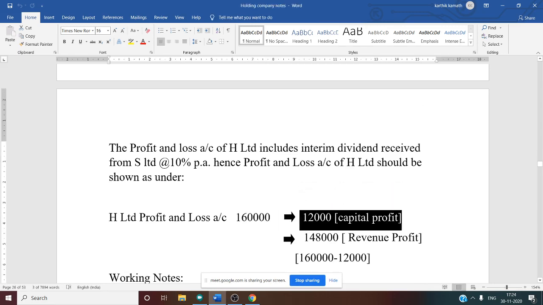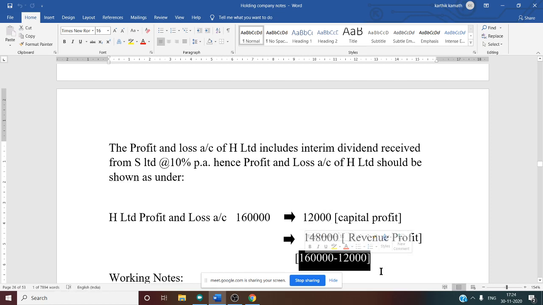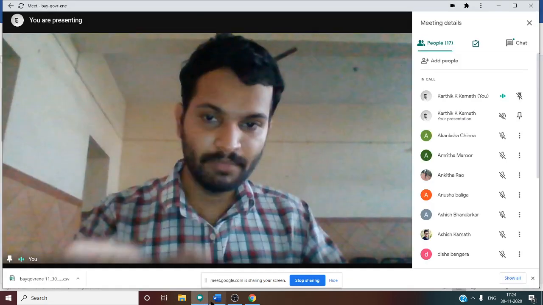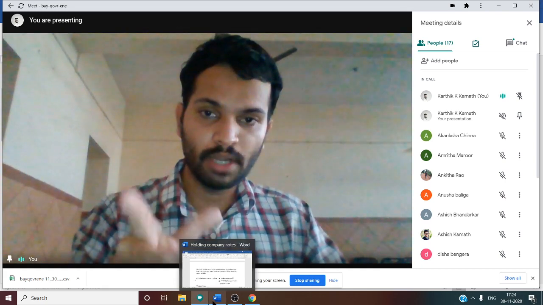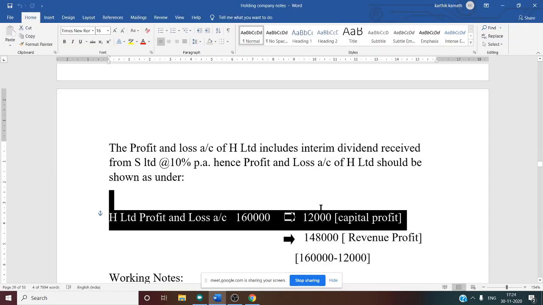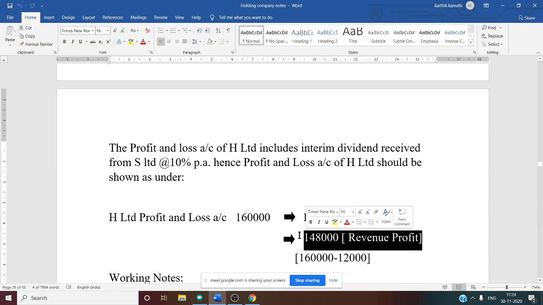So show it separately. In this 1,60,000, 12,000 is a capital profit, which means the remaining is a revenue profit. So that is 1,60,000 minus capital profit of 12,000. If you do, you will get the remaining answer 1,48,000 as a revenue profit. This profit you have to show in the consolidated balance sheet under P&L account in the H Limited column. Under H Limited you have to write 1,48,000 and not 1,60,000, because capital profit we should not consider, only revenue profit we have to consider.